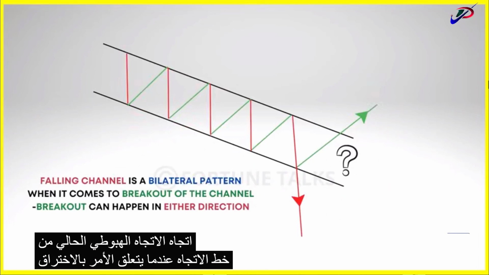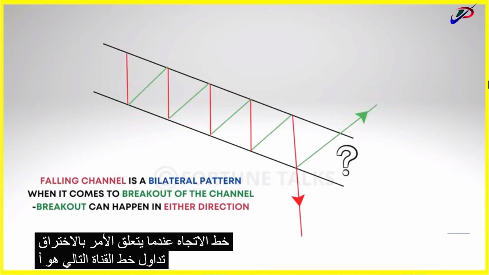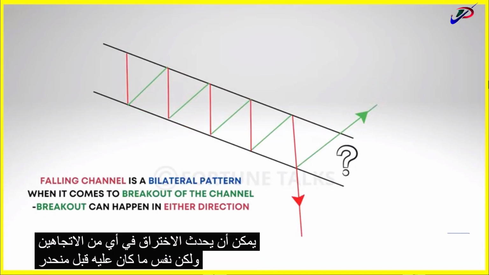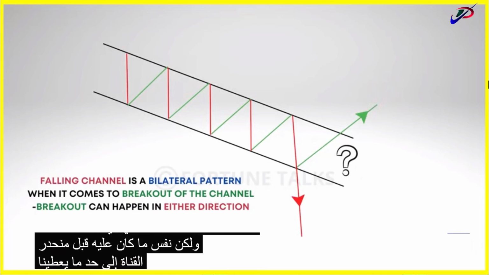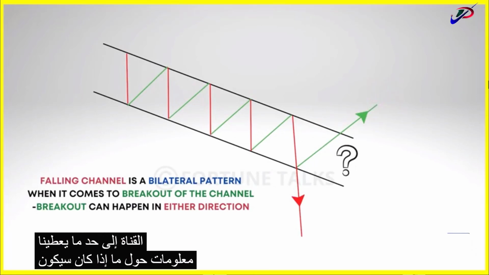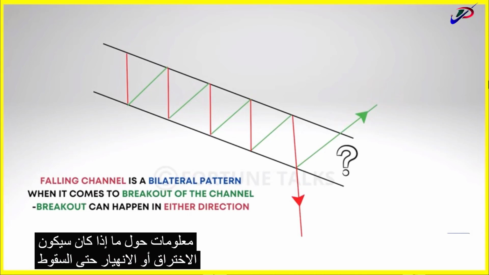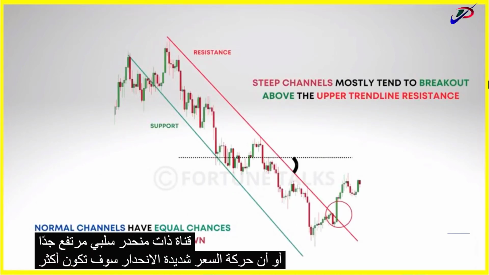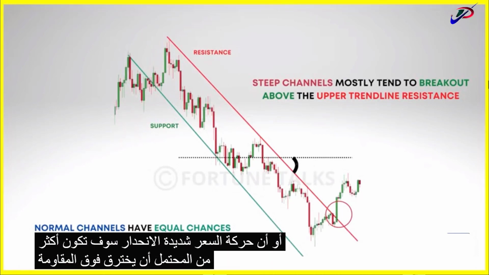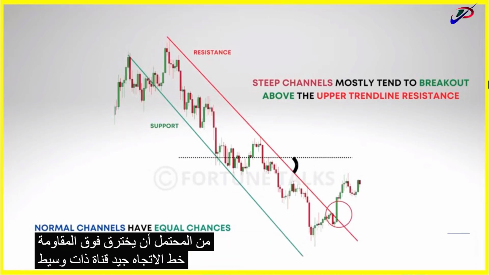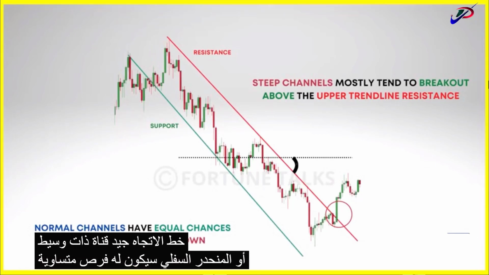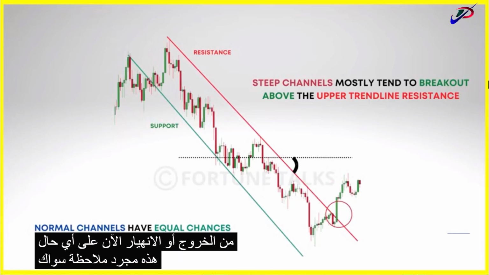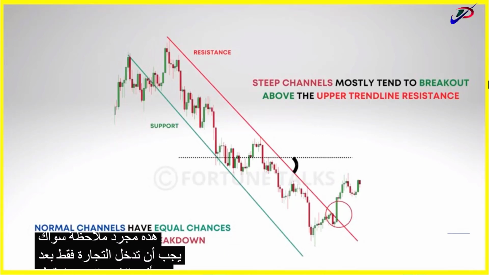When it comes to breakout trading, the falling channel is a bilateral pattern, indicating that a breakout can happen in either direction. But same as before, the slope of the channel to some extent gives us information on whether it will be a breakout or a breakdown. So a falling channel with a very high negative slope, or a very steep price action, will most probably break out above the resistance trend line, while a channel with a medium or lower slope will have equal chances of breaking out or breaking down. Anyway, this is just an observation, but you should enter the trade only after the breakout has been confirmed.